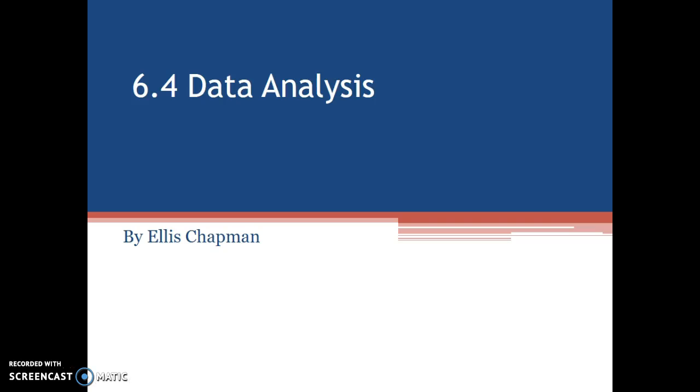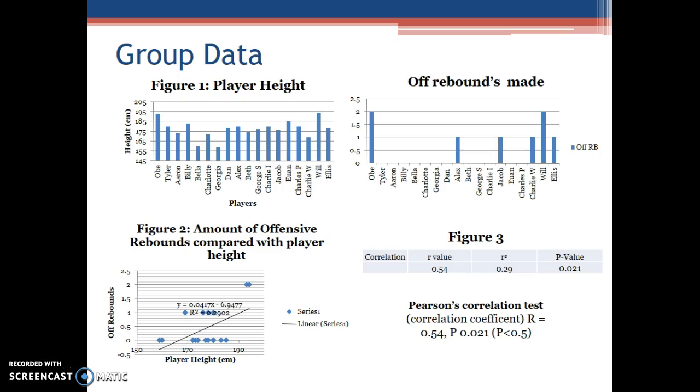Okay, so this is 6.4 data analysis. And firstly, for 6.1's group data, this group data shows how player height, shown by figure 1, links to how many rebounds are made, which is figure 2. And figure 2 is a scatter graph, and these graphs are usually used to show a correlation. A correlation can tell you the relationship between two variables, for example, the height of the player compared with the amount of rebounds shown above.